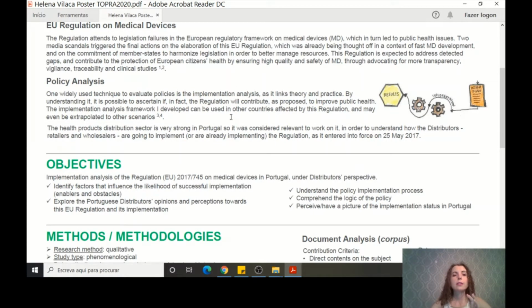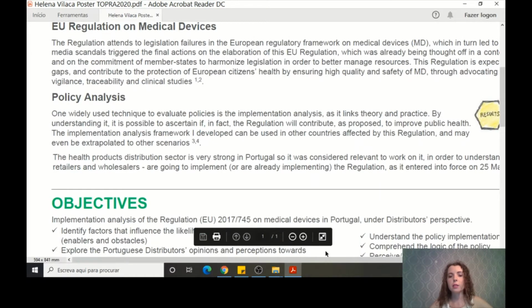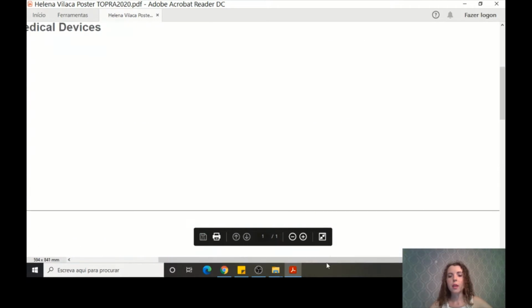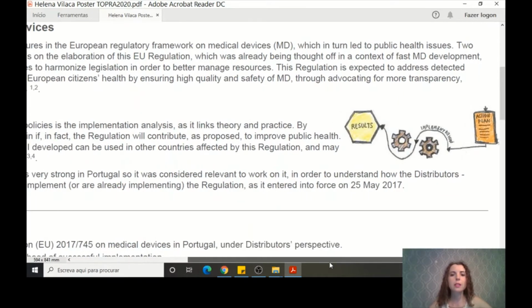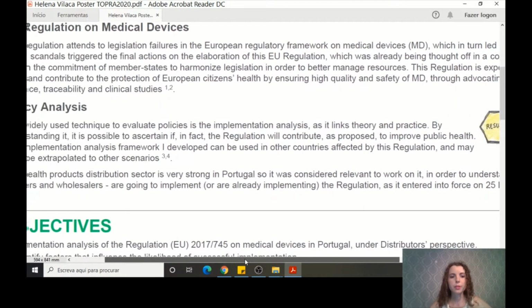The policy analysis technique I used, which is implementation analysis, is one of the most commonly used regarding policy analysis, because the implementation is the phase of the policy that links theory to practice. Therefore, if we study the implementation of a certain policy, we can understand how good it will be at achieving its results and addressing the original problems.